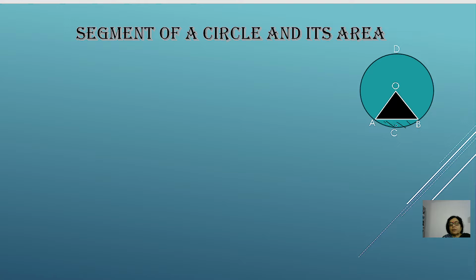So the first thing that we do before we start calculating is we join the endpoints of the chord to the center of the circle. So we generate a triangle over here. Now, the next thing that we need to do is, area of the segment ACB will be equal to area of the sector, minus the area of the triangle that has been generated with the help of the endpoints of the chord.